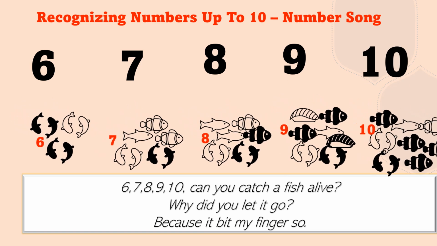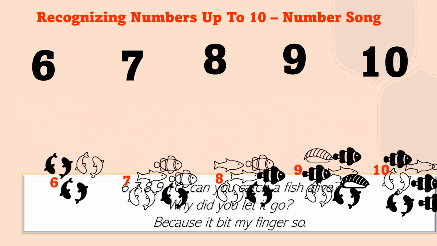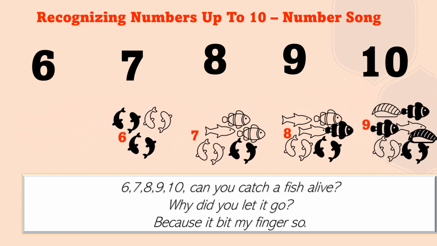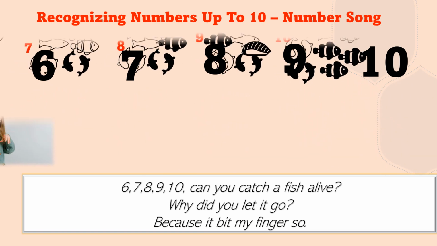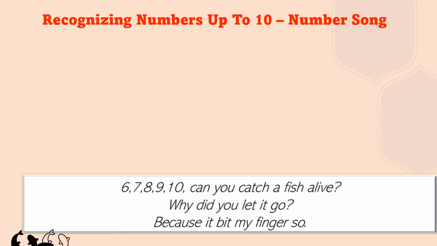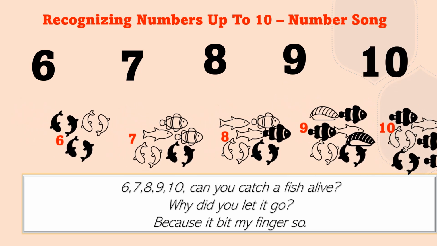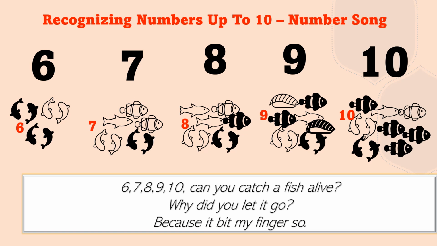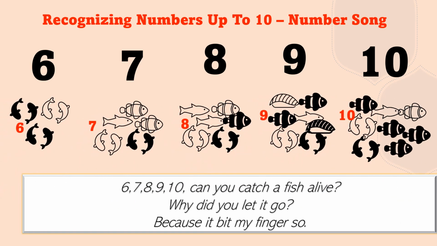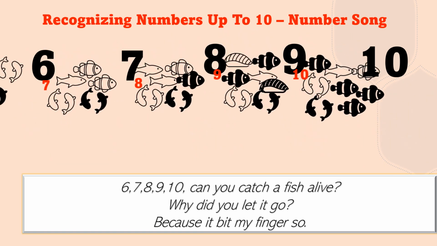6, 7, 8, 9, 10. Can you catch a fish alive? Why did you let it go? Because it beats my fingers so. 6, 7, 8, 9, 10. Can you catch a fish alive? Why did you let it go? Because it beats my fingers so.